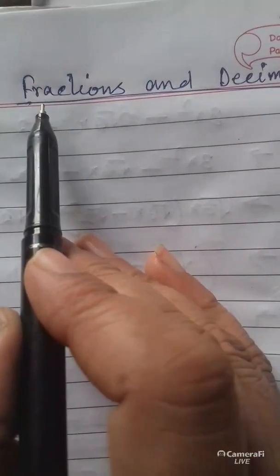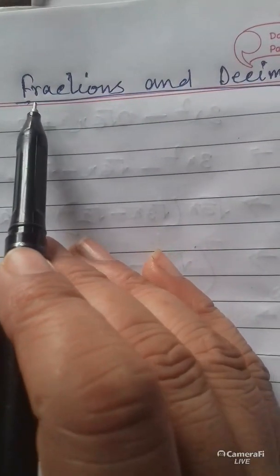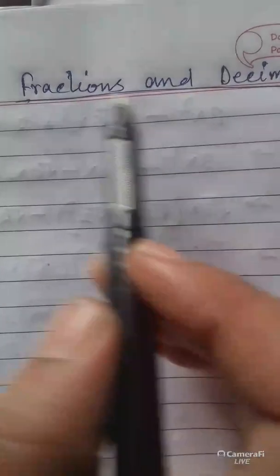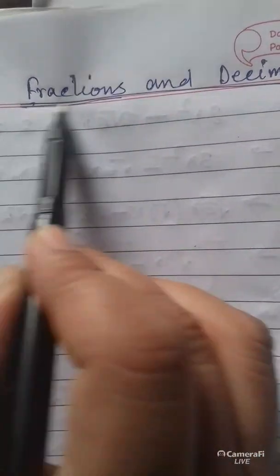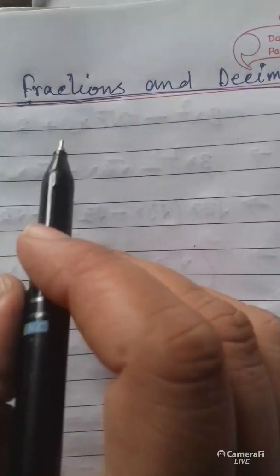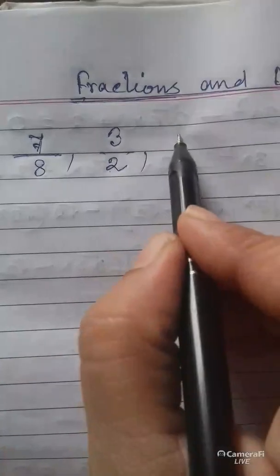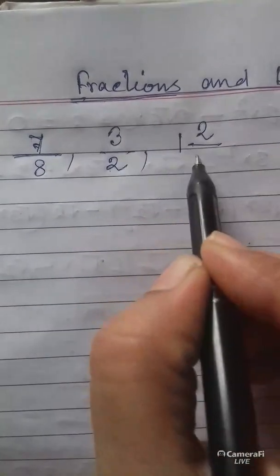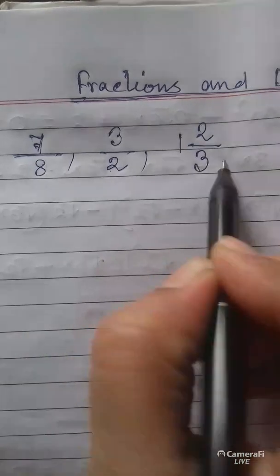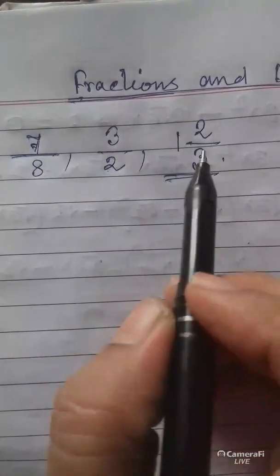Hello students, today I am going to discuss the chapter fraction and decimal. What is a fraction? A fraction is a part of a whole, like 7 by 8. This is a fraction. 3 by 2 is also a fraction. 1 whole 2 by 5, 2 by 3, these are also fractions. A fraction is a part of a whole.